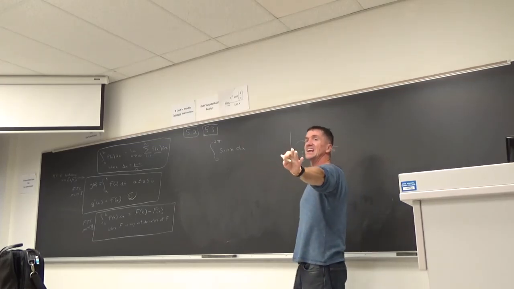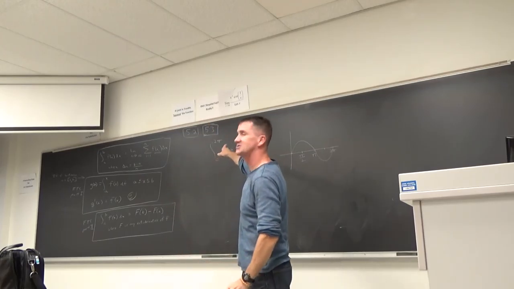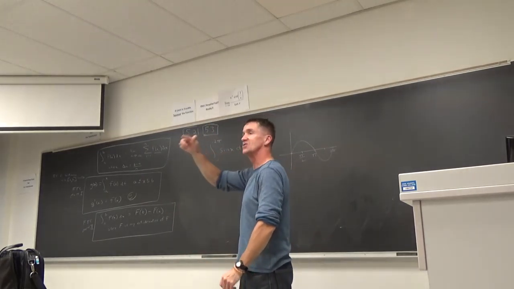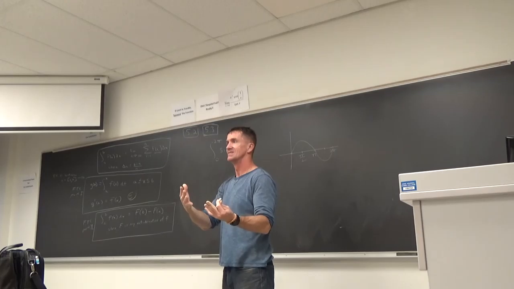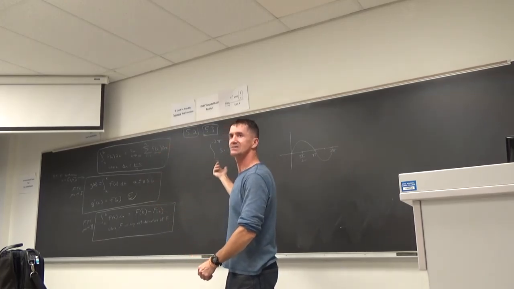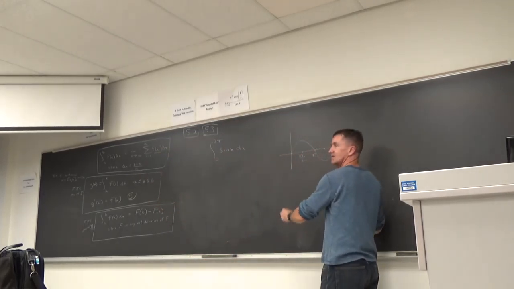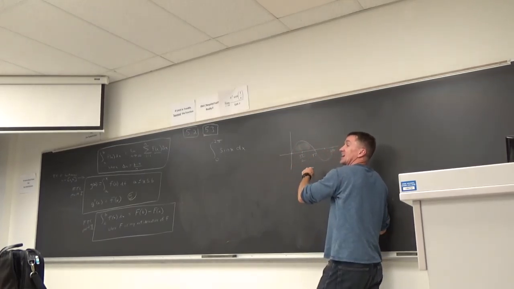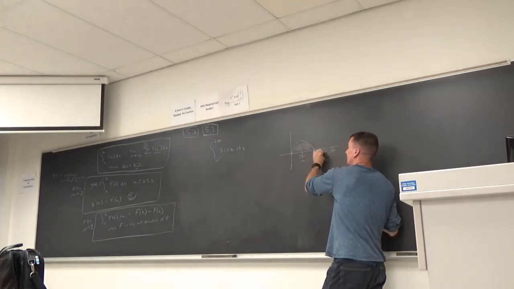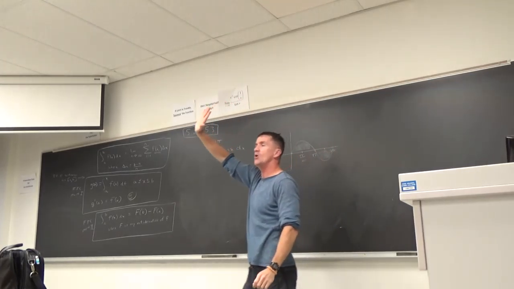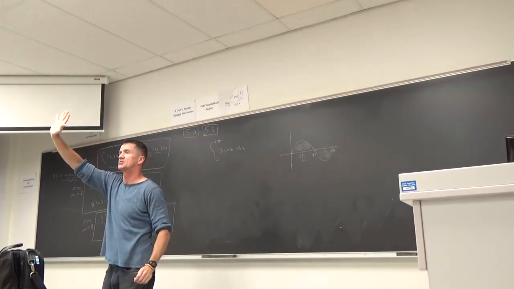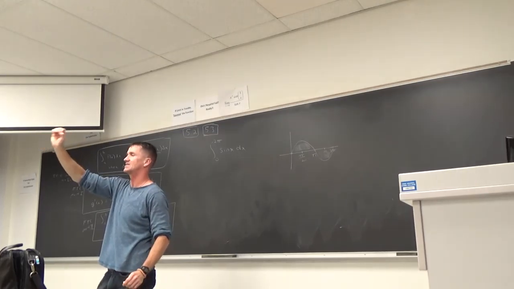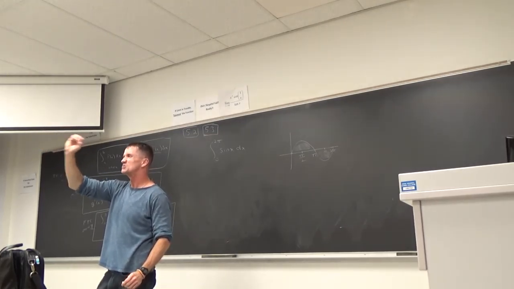Now, don't shout out the answer. A lot of people already know the answer to this question based off this concept we've been talking about. Because we're going to take this area, positive value, and then we're going to subtract out this one. Who already knows the answer to this problem because of symmetry? Look at the hands. That's more than half the class. What is it?